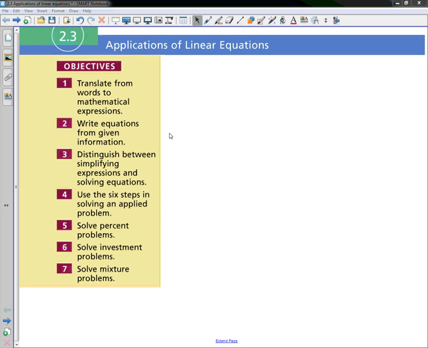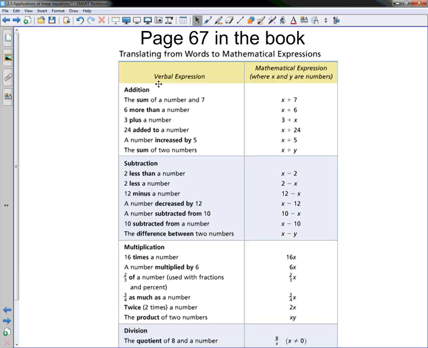Class. Today we're going to look at section 2.3, and basically the whole section is about word problems. The first part starts off by translating. In the textbook, if you check out page 67, you're going to find a list of little sentences that have been converted into mathematical expressions.